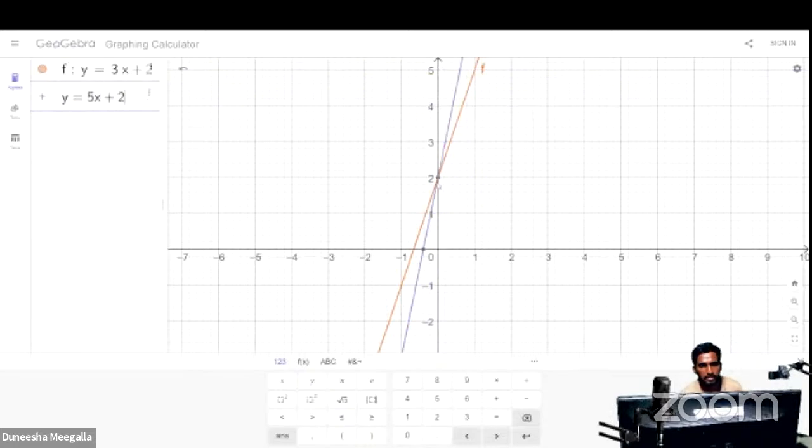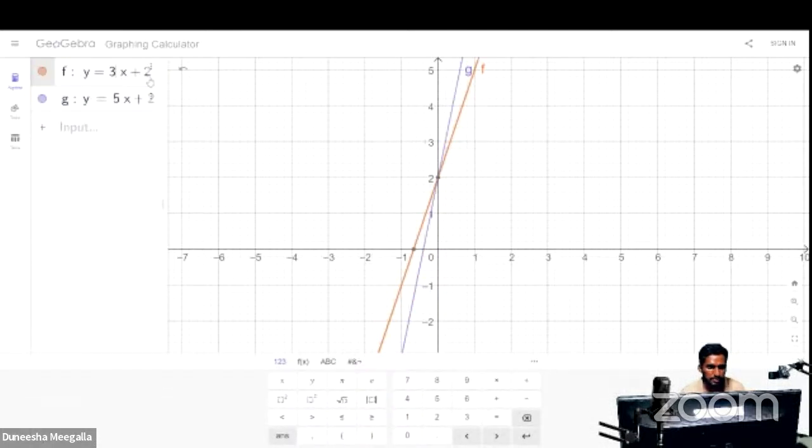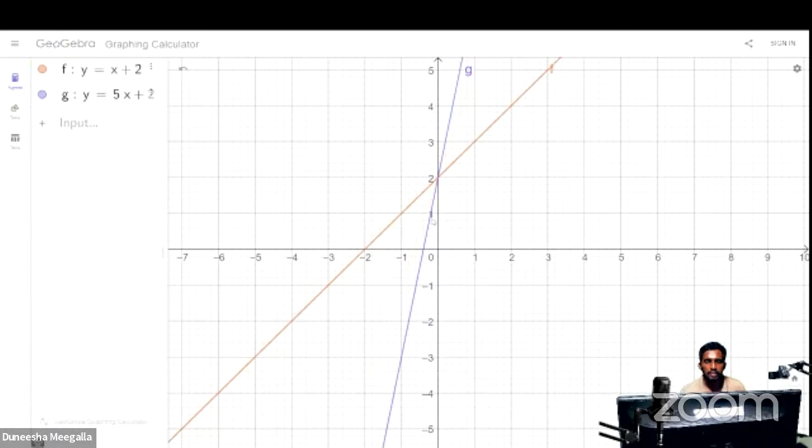Then, can you get what is the blue color equation? What is the equation of the graph? 5x plus 2, right? 5x plus 2.